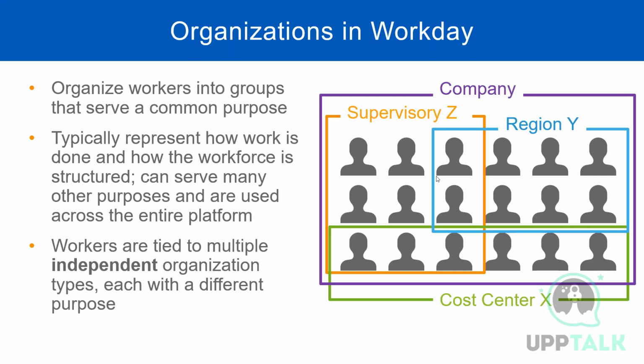A person from sales is in New York. A person from HR is in New York. A person from IT is in New York. Now, does it mean that the entire sales team is in New York? Maybe, may not be, right? The sales team may be present in other locations as well. So you see, it is a complex overlap of different types of organizations. If you look at a worker's point of view, one worker can be a member of multiple independent organization types, each with a different purpose.